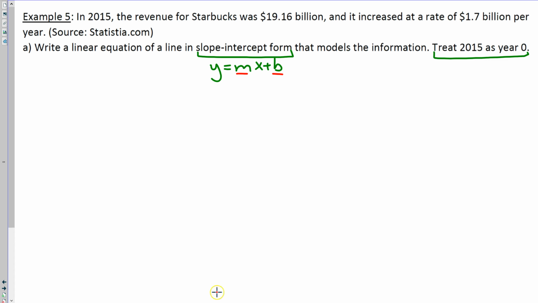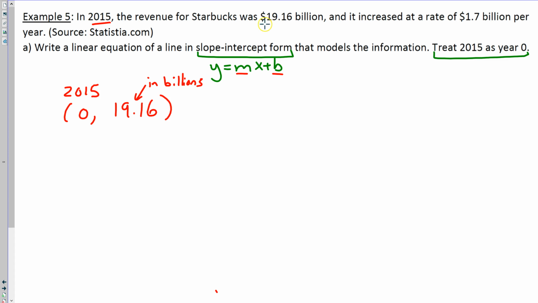And so to generate that equation, we need to know m and b, or we need to figure out those values. So they did tell us in 2015, which is our year 0, that the revenue was 19.6 billion, or 19.16 billion. And if you notice, they didn't put all those extra zeros to represent the billion, because that's just going to make our math so much harder with all those extra zeros. So it's really common when the numbers get large like this, where you just have a decimal representation and then you remember that your units are in billions, right? So I'm just going to remember that this is in billions.